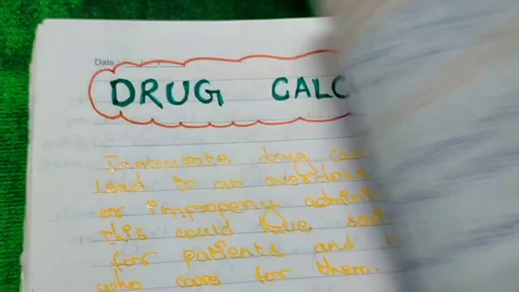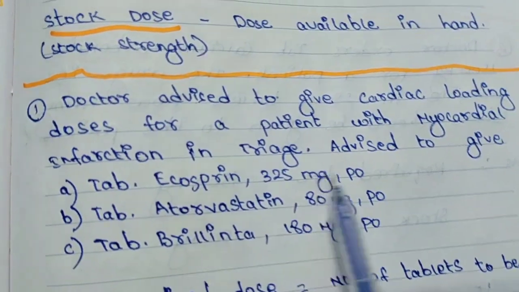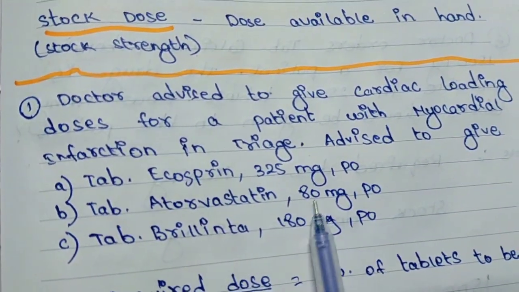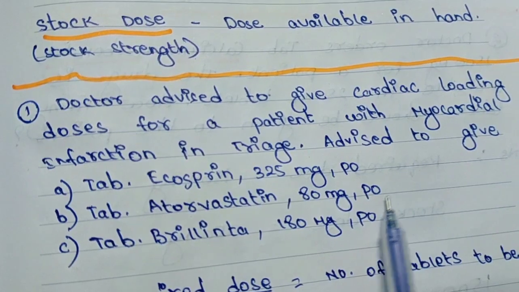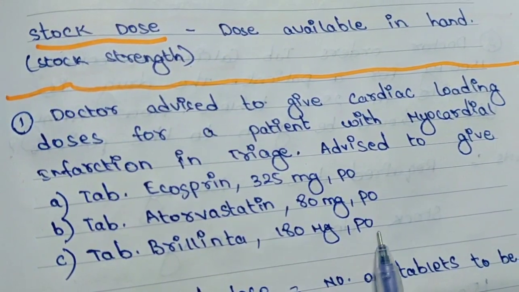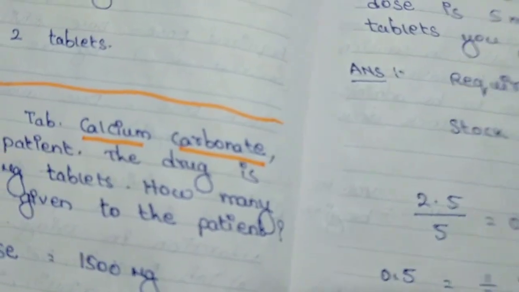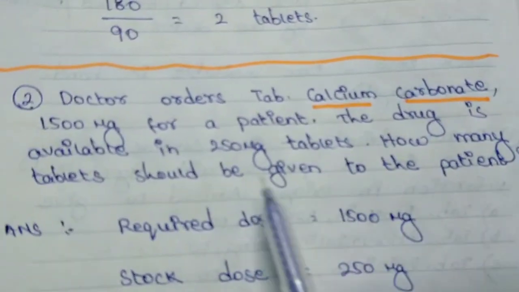Okay, so how are we going to give it all together? Cardiac loading doses: ecosprin 325 mg 1 tab, atorvastatin 80 mg, we have 40 mg in hand, so we will give 2 tablets, and brilinta 180 mg, we have 90 mg in hand, so we are going to give 2 tablets. Okay, so this is how we are going to calculate and administer. It was very simple, right? Okay, let us do one more example.